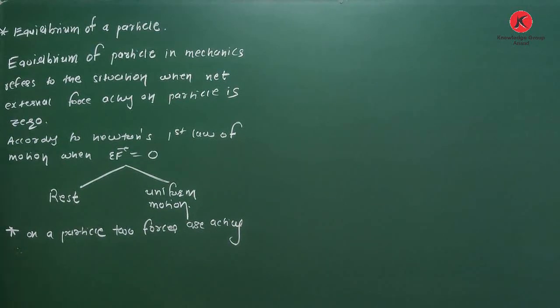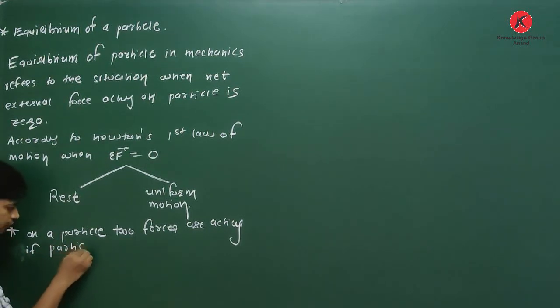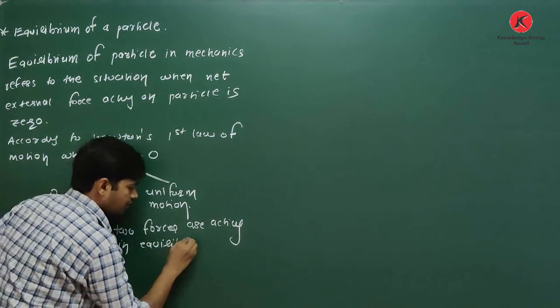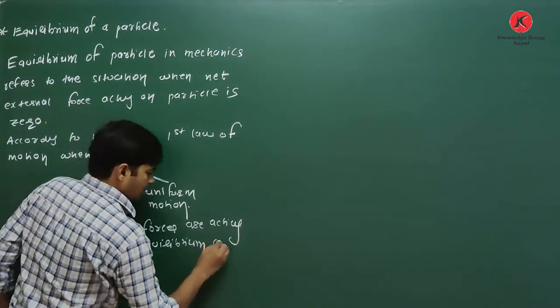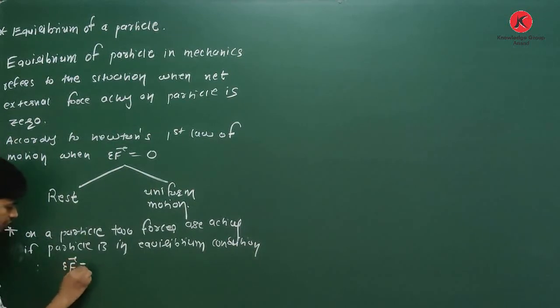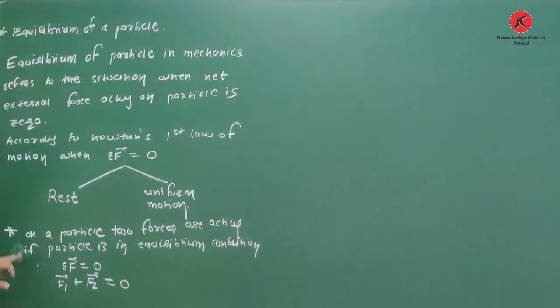Okay, and therefore if a particle is in equilibrium condition, then for equilibrium condition, sigma F is equal to 0. Two forces are acting, means F1 plus F2 is equal to 0. Clear about this? On a particle, two forces are acting. If the particle is in equilibrium, it means the net force acting on it is 0. Two forces are acting, so F1 plus F2 is equal to 0.